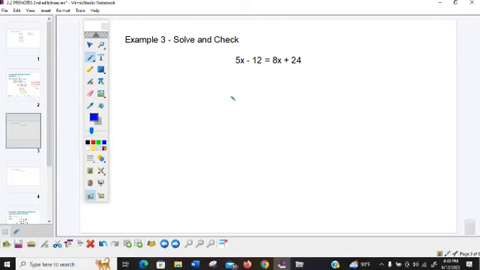Okay, let's look at a couple more. We are going to solve some more linear equations. So first of all, like I said before, we're going to do letters to the left. We're going to do letters left and then numbers right.